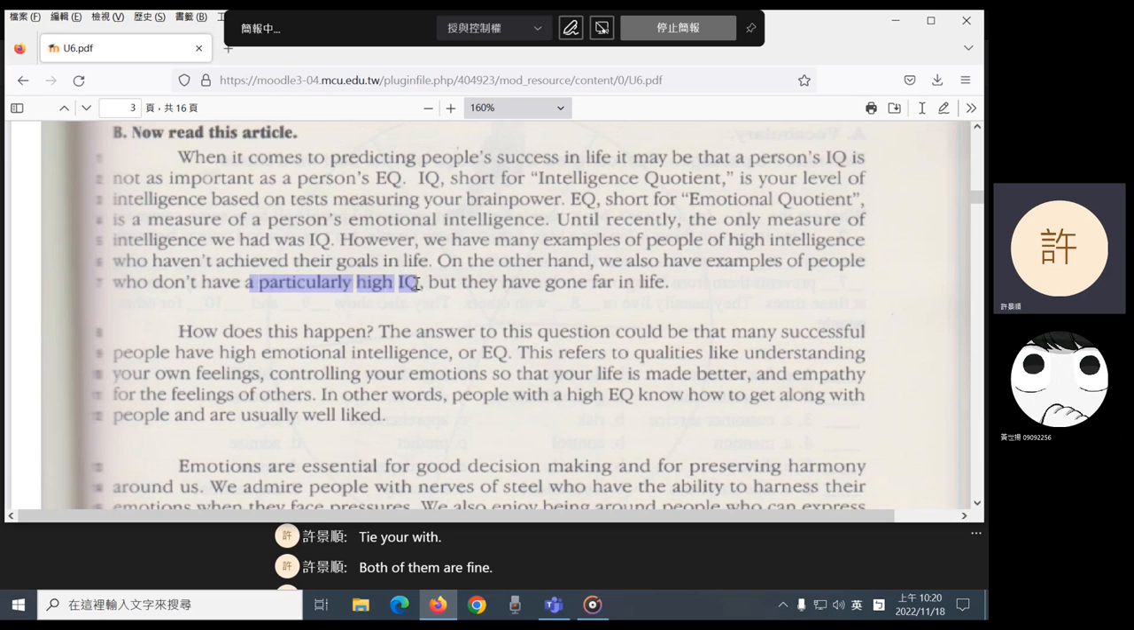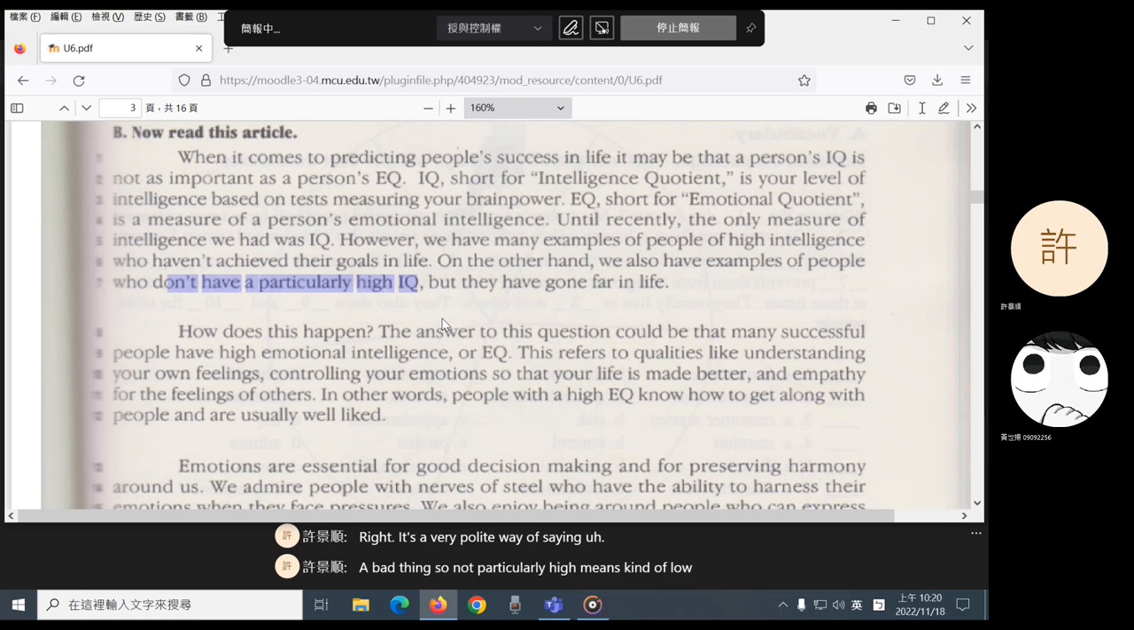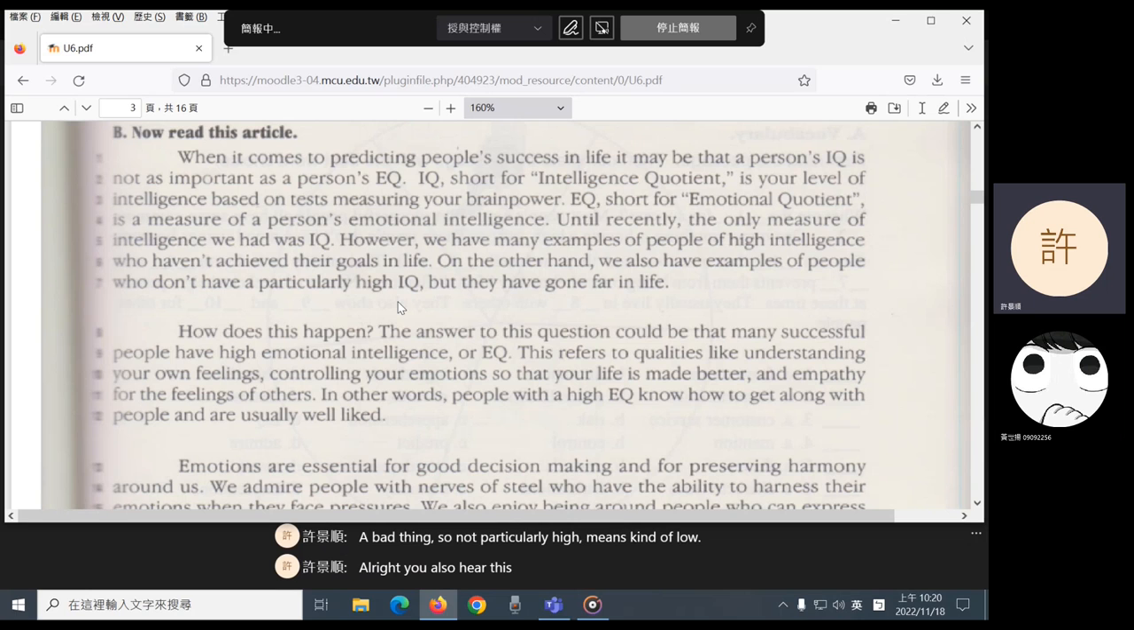A particularly high IQ, or I should say, don't have a particularly high IQ. We say this in Chinese also, right? We say 没有特别高, which really means it's kind of low, right? It's a very polite way of saying a bad thing. So not particularly high means kind of low. You also hear this when someone is saying like, I'm not the smartest person in the world, but I do have some ideas. Right? So the point is not that they are like second smartest. The point is that they are average, maybe not that smart.